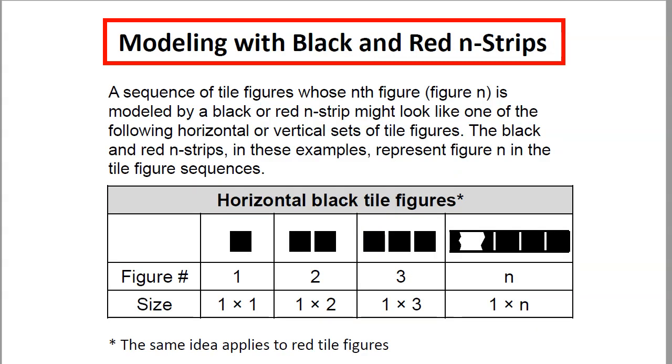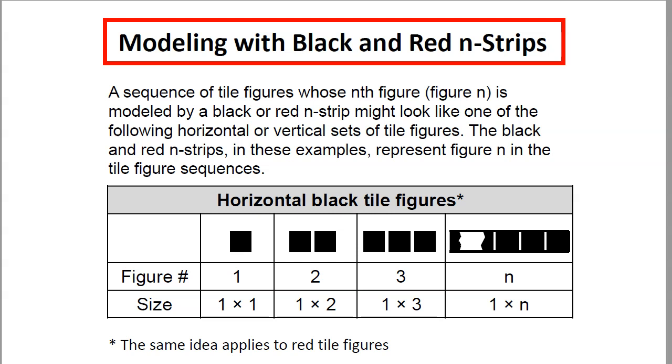Let's look at an example of modeling with black and red end strips. A sequence of tile figures whose nth figure, figure n, is modeled by a black or red end strip might look like one of the following horizontal or vertical sets of tile figures. The black and red end strips in these examples represent figure n in the tile figure sequences.